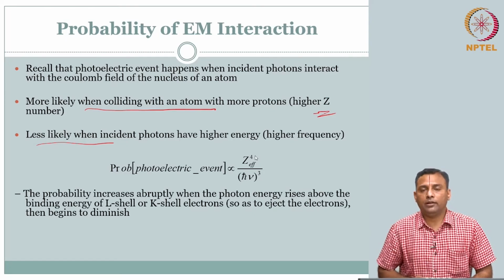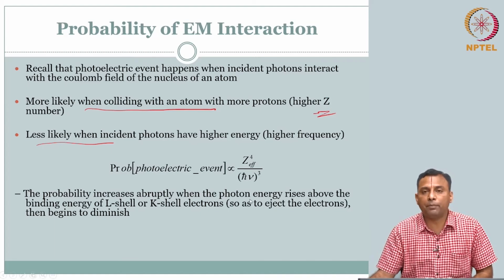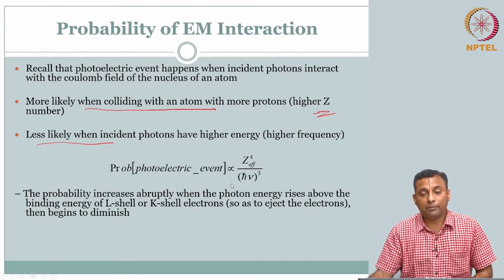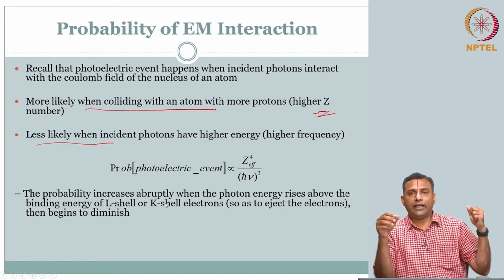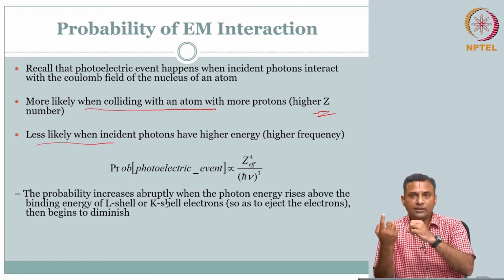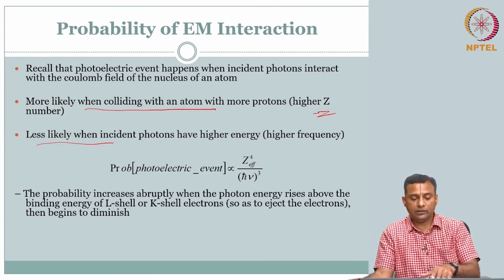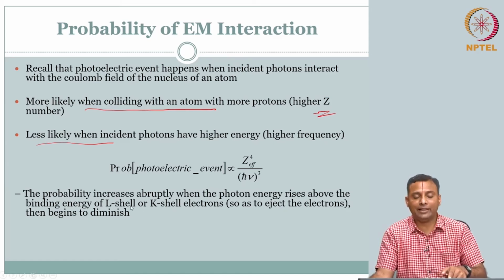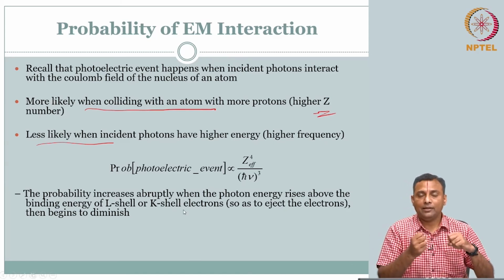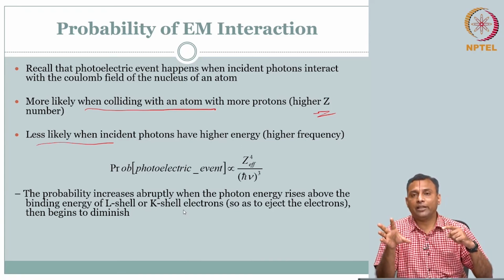Beyond that, there is one more detail. The probability increases abruptly when the photon energy rises above the binding energy. So, we said the h nu is going in, it is interacting, fully absorbed. But if the h nu you are sending is close to this binding energy, just greater than your L and K, then suddenly this energy is able to overcome the binding energy of the K electron.